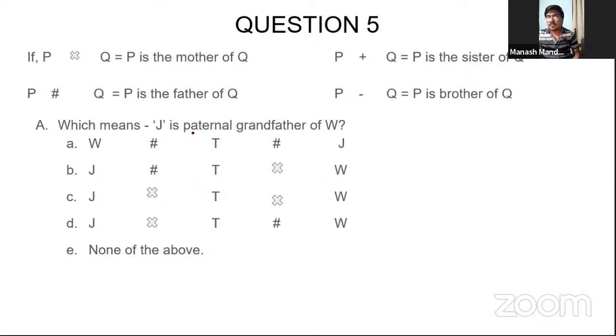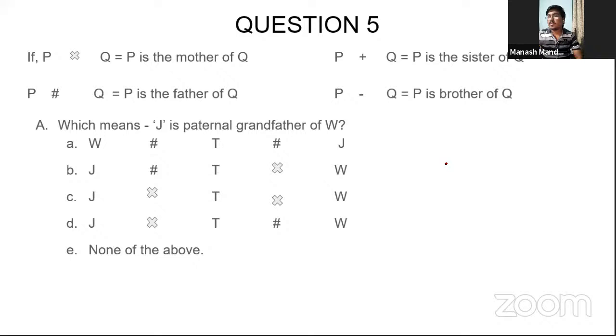Paternal grandfather means W's father's father is J. So in B, J is the father of T, and T is the mother of W. So this is becoming the maternal grandfather. J becomes the maternal grandfather, not the paternal grandfather. Okay, Apurva. So this is the paternal grandfather.